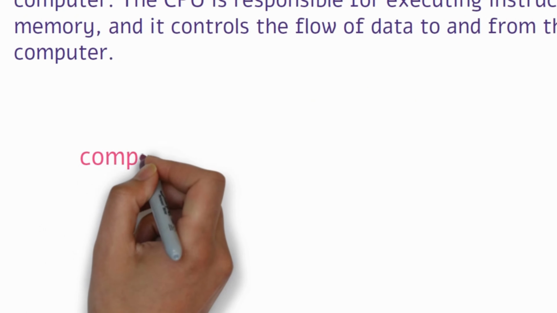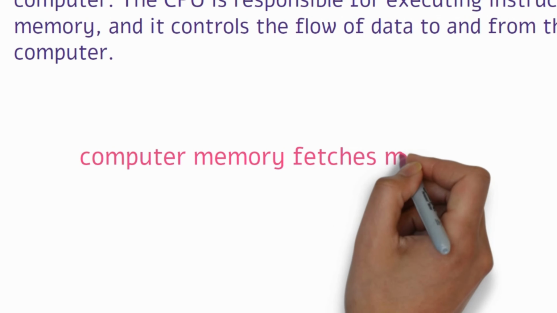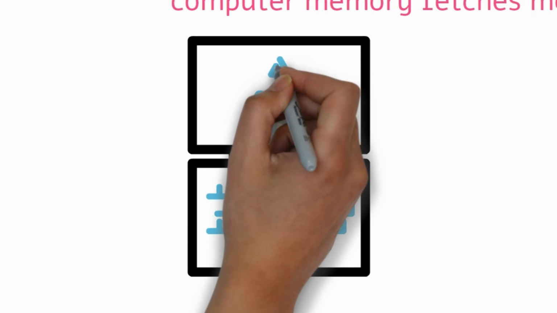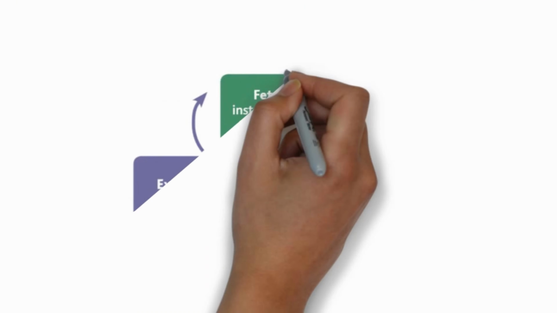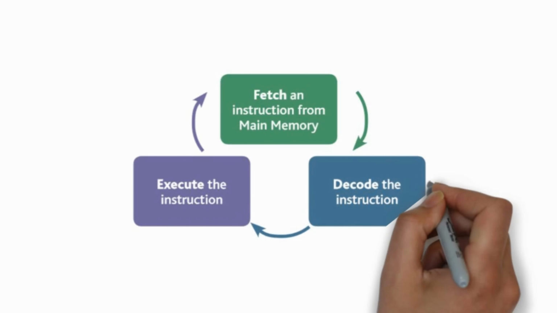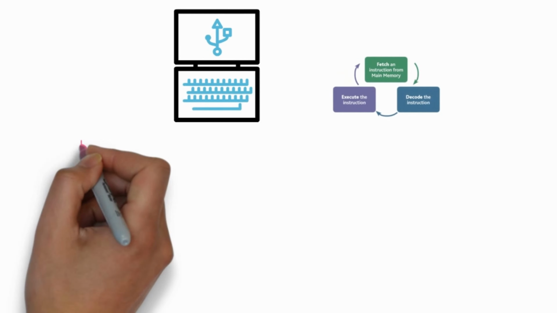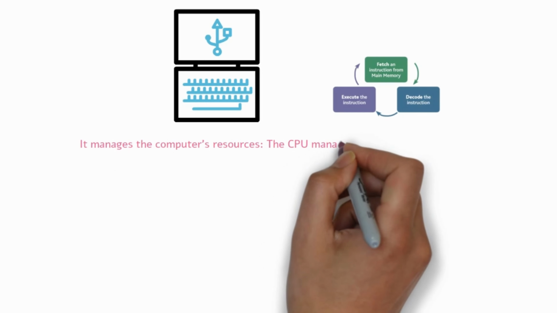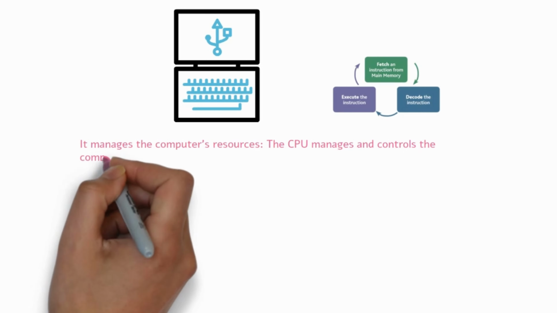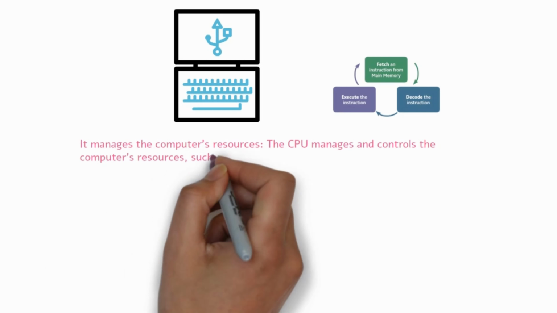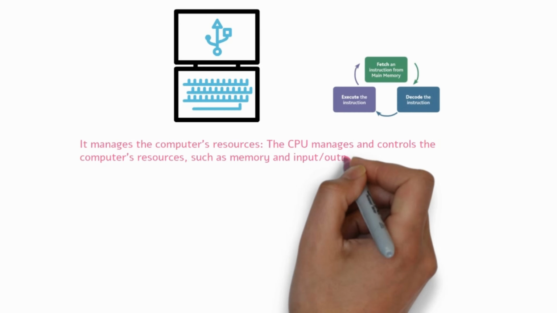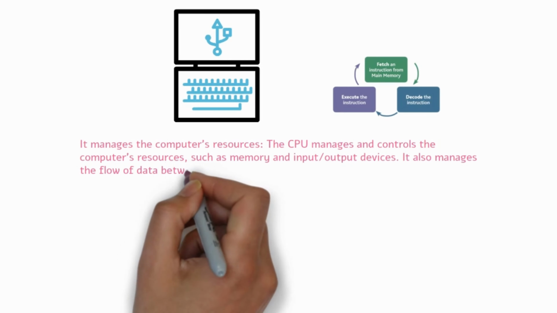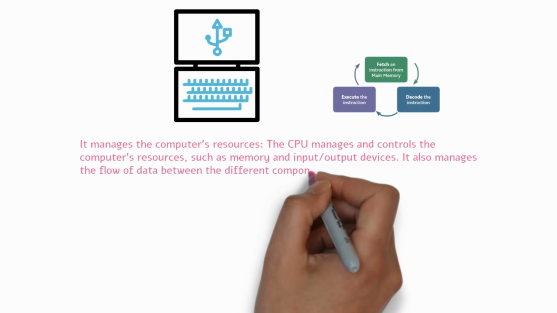It fetches instructions from memory. The CPU retrieves instructions from memory and stores them in its own internal cache. It decodes and executes instructions. The CPU decodes the instructions it has fetched and then executes them. This may include performing arithmetic operations, moving data around, or jumping to a different part of the program. It manages the computer resources. The CPU manages and controls the computer's resources such as memory and I/O devices. It also manages the flow of data between the different components of the computer.